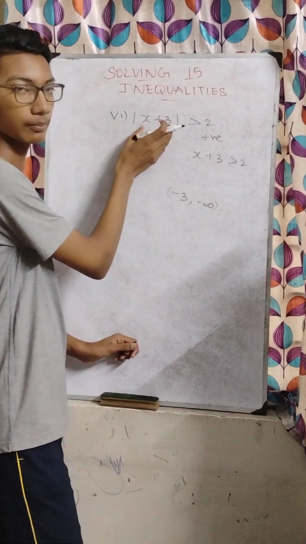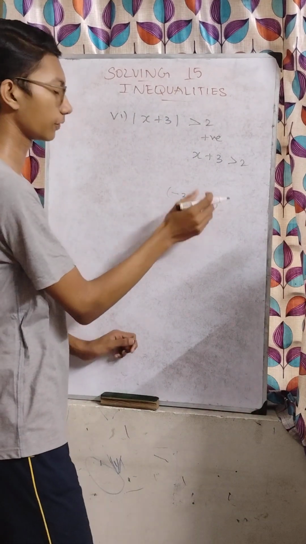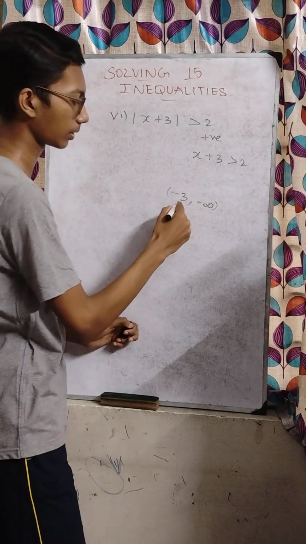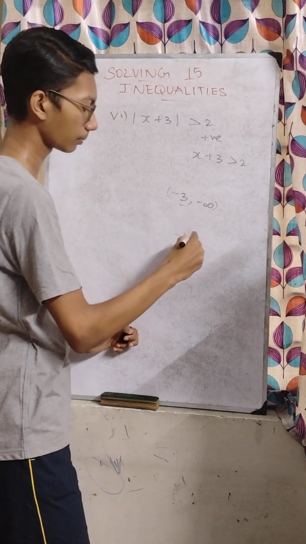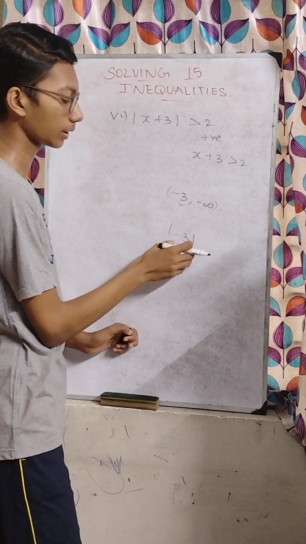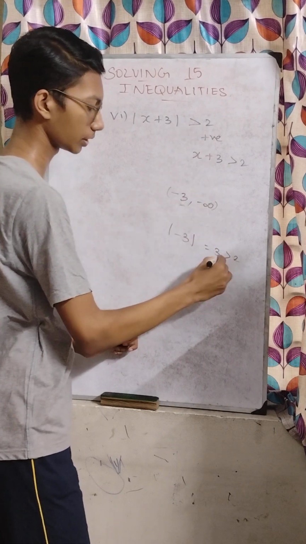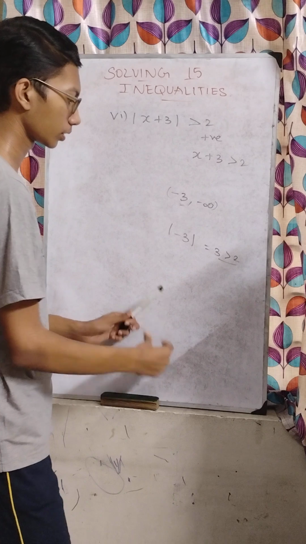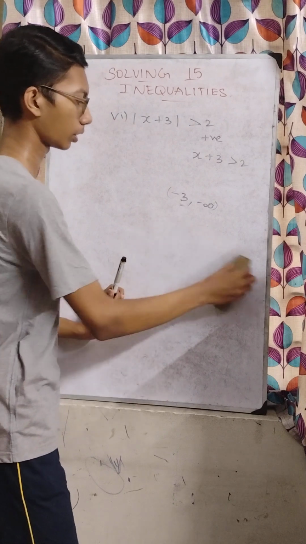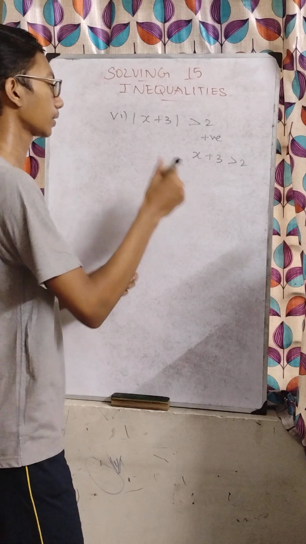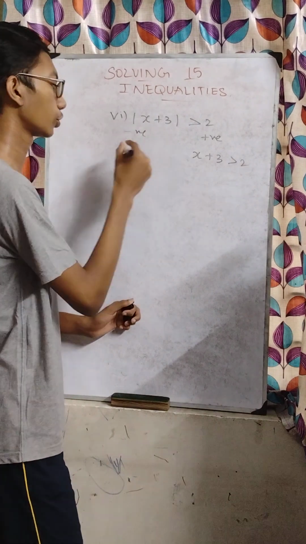Because if the number inside the modulus is between minus 3 and minus infinity, then the modulus of that number, let's say minus 3, would give us 3, which will satisfy this inequality. So that's why we have to split this modulus term into two parts. The first part is the positive part, the next part is the negative part.